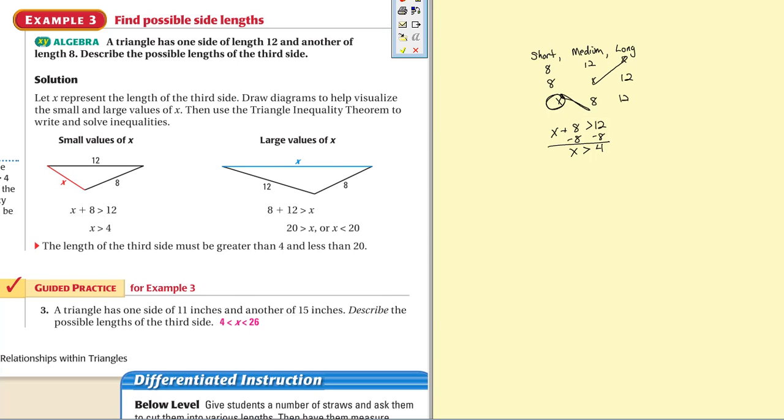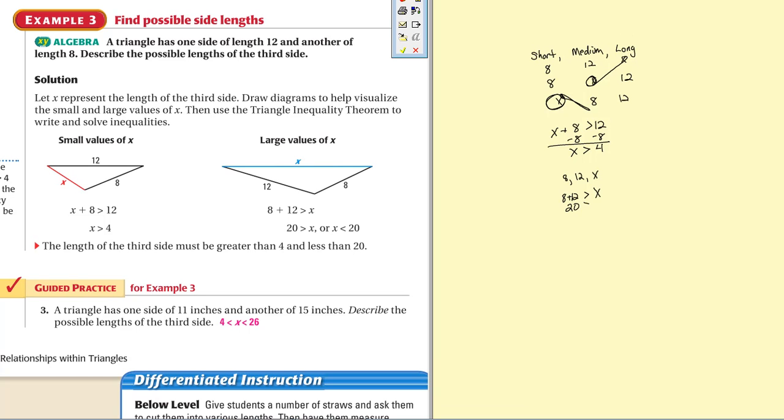Now, we don't really have to worry about this medium up here because it'll just be in between our short side, which is 4, and then our long x, which we haven't gotten yet. So let's look at our long x. If we call x the long side, then the possible side lengths are 8, 12, and then this long side x. So if we add up 8 plus 12, it has to be bigger than whatever this long side is, which is x.